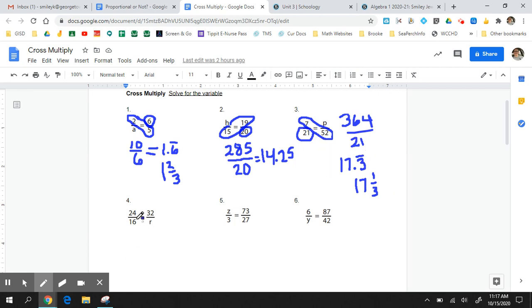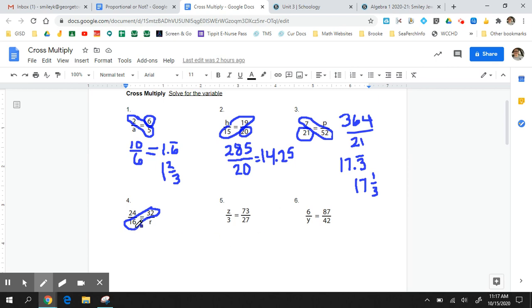So try numbers 4, 5, and 6. Think to yourself, which two are directly across from each other? So that one would be 16 and 32. And now multiply, and now divide by the 24. So try 4, 5, and 6. You can pause it. We'll go back over them in just a second.